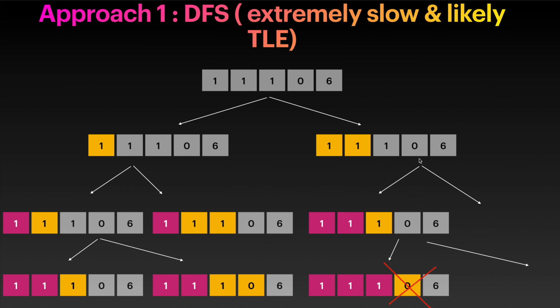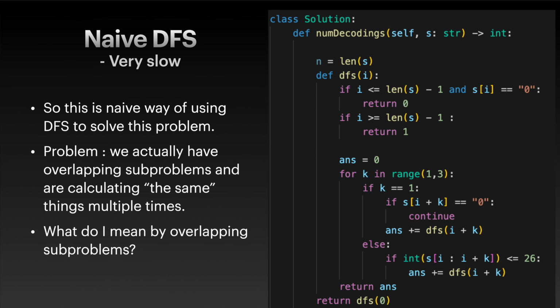So I would say the first thing you can do is write a depth first search, and then maybe after that you can try to optimize the time complexity, like optimize the speed. So the depth first search for this problem would be something like this. So this is our depth first search function.